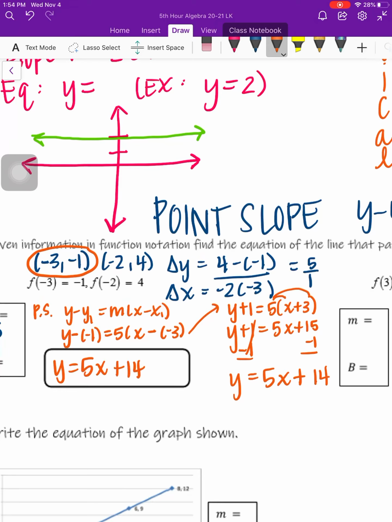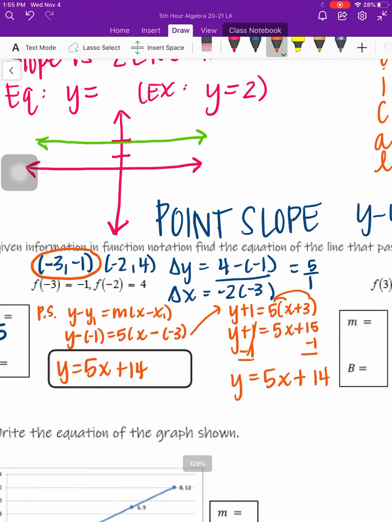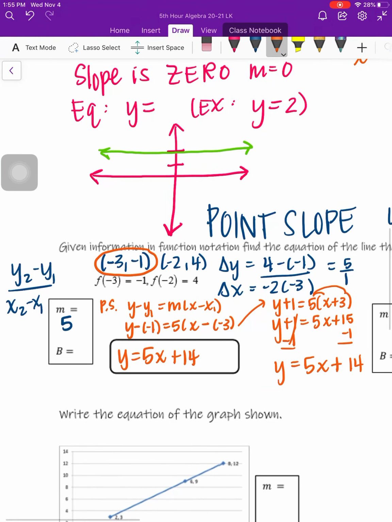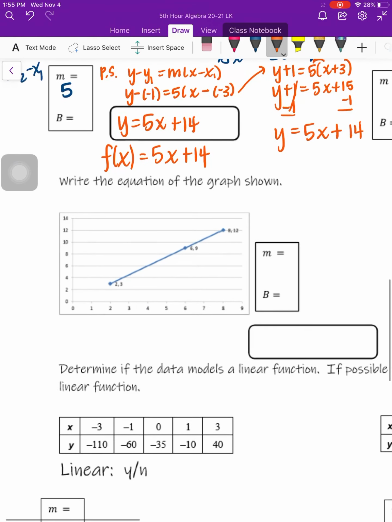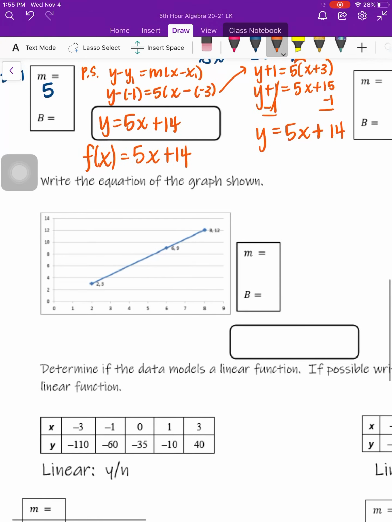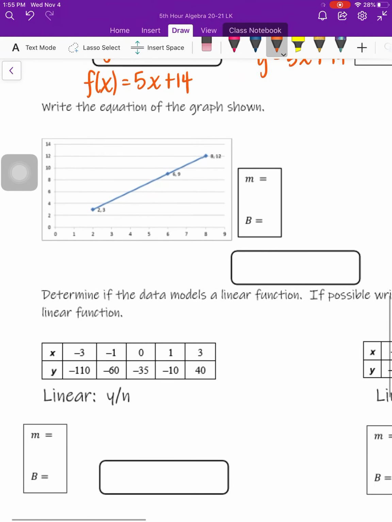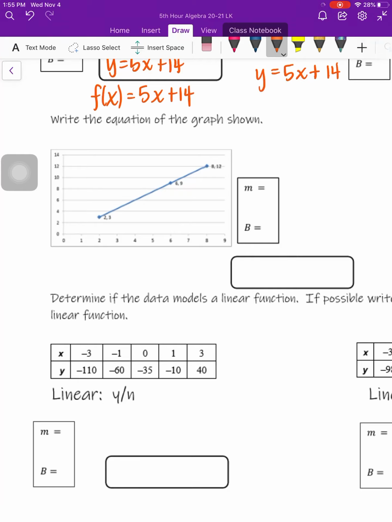And really, since our ordered pairs were given to us in function notation, we can write this in function notation. F of x equals 5x plus 14. Remember that function notation doesn't change the operation behind that equal sign. It's just changing how we're writing it. Okay, we'll do this next one and then one more, and you'll finish on your own.